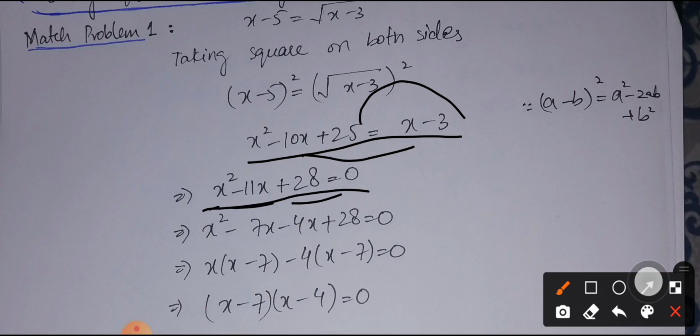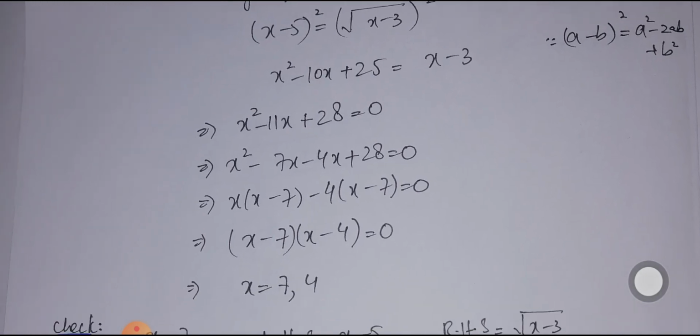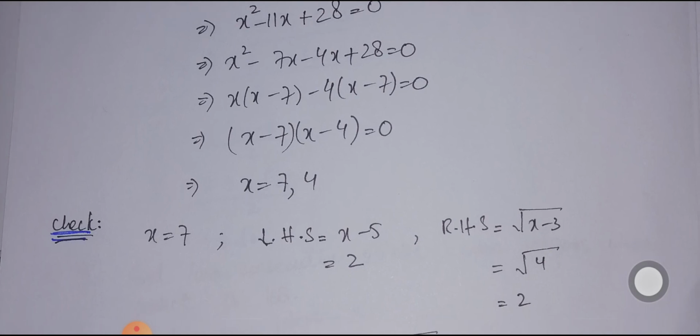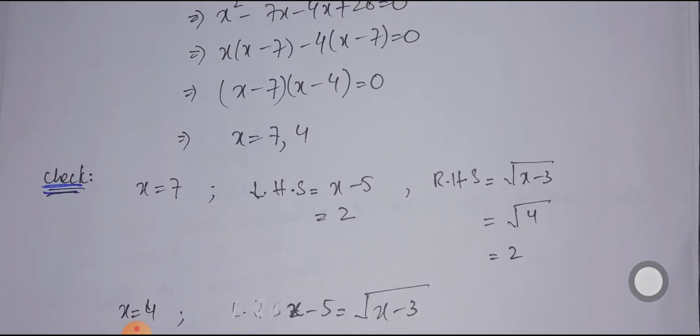You can see that we have transformed the equation with a radical sign into the form of a quadratic equation, and now we can solve this quadratic equation by factorization, by the completing square method, or by the quadratic formula. It is totally up to you which method you want to use. Here I have used the factorization method, and the solution is x is equal to 7 and x is equal to 4.